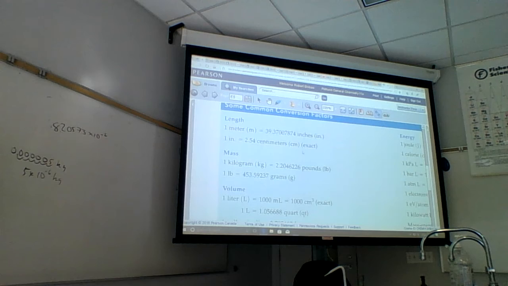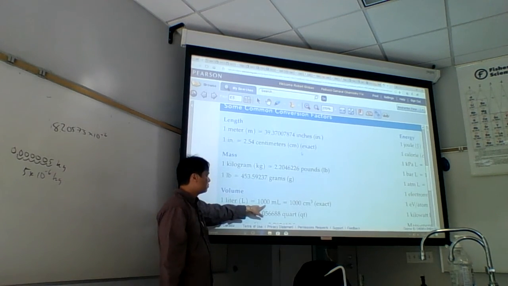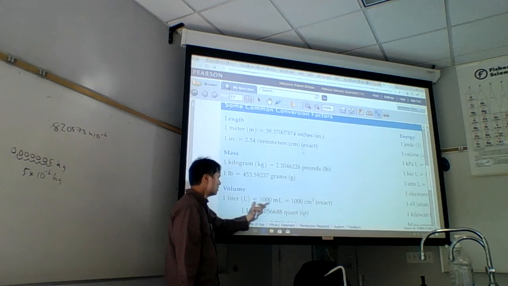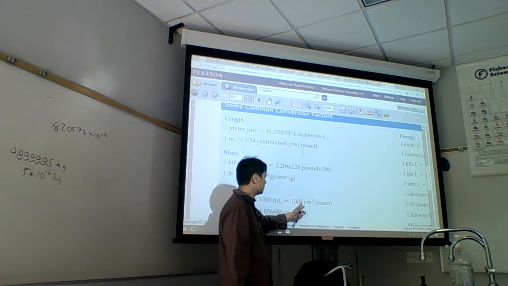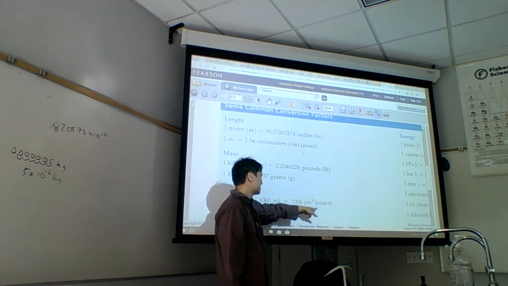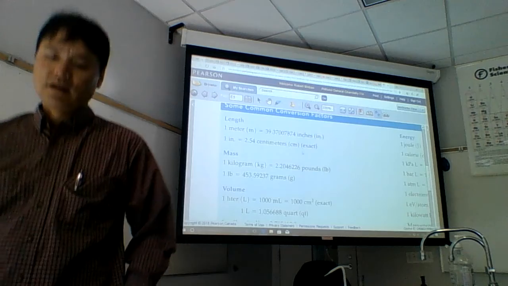So for example, let's take a look at this one. 1 liter is equivalent to 1,000 milliliters. Is that exact or approximate? This is exact. And 1,000 milliliters is equal to 1,000 cubic centimeters. Is that exact or approximate? This is exact. It says exact. So those types of things we need to memorize because those are exact.